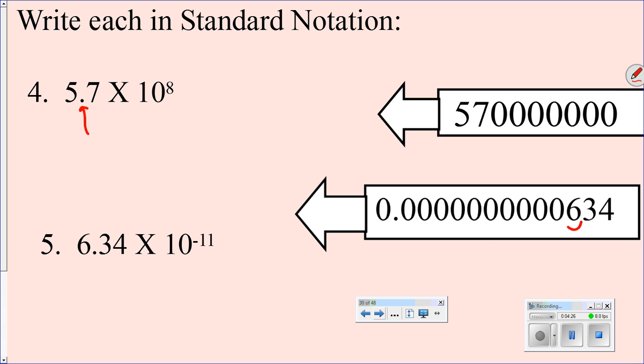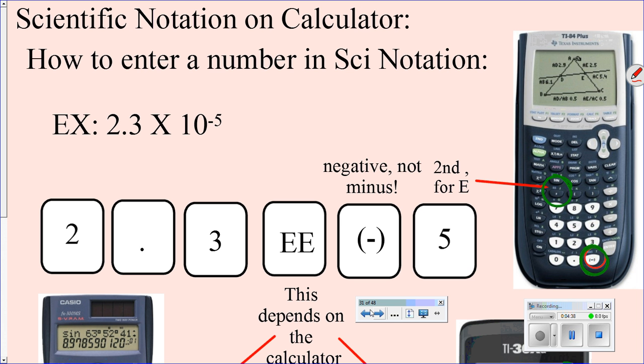So on this one, we have 1, 2, 3, 4, 5, 6, 7, 8, 9, 10, 11 moves of that decimal. Nice negative integer reminds me that this is a decimal. Now, punching these into your calculator correctly involves using what I call the weird little E key, which is right here on your graphing calculator.